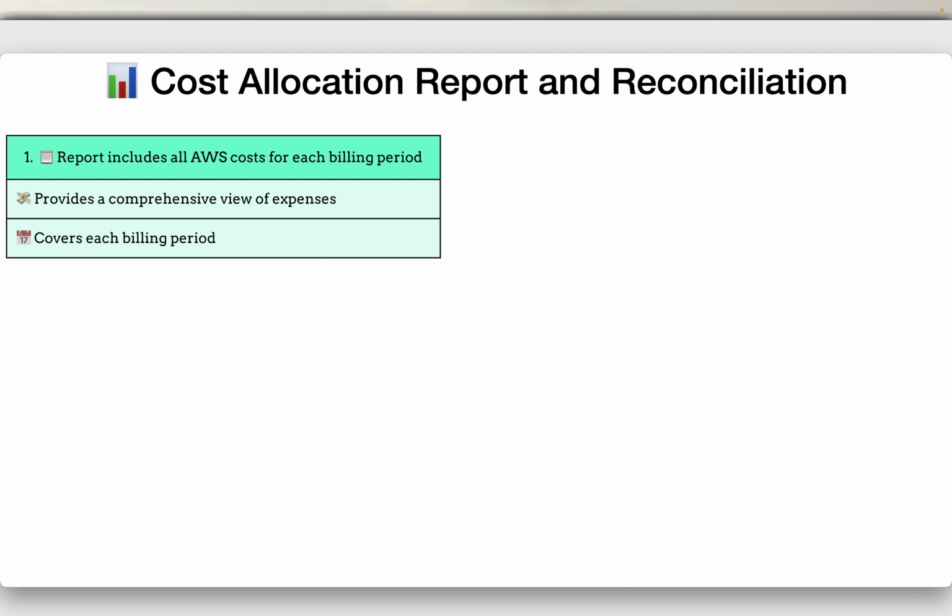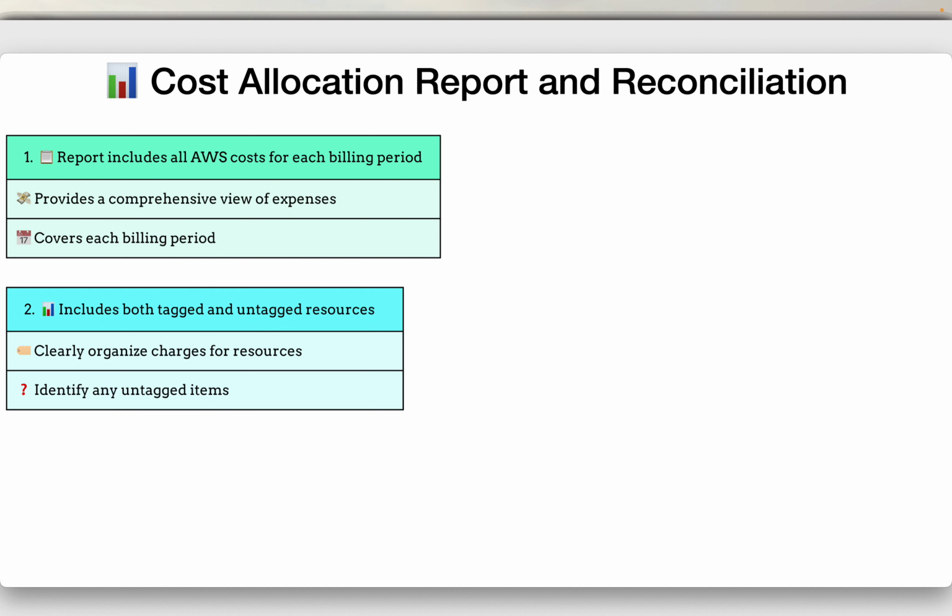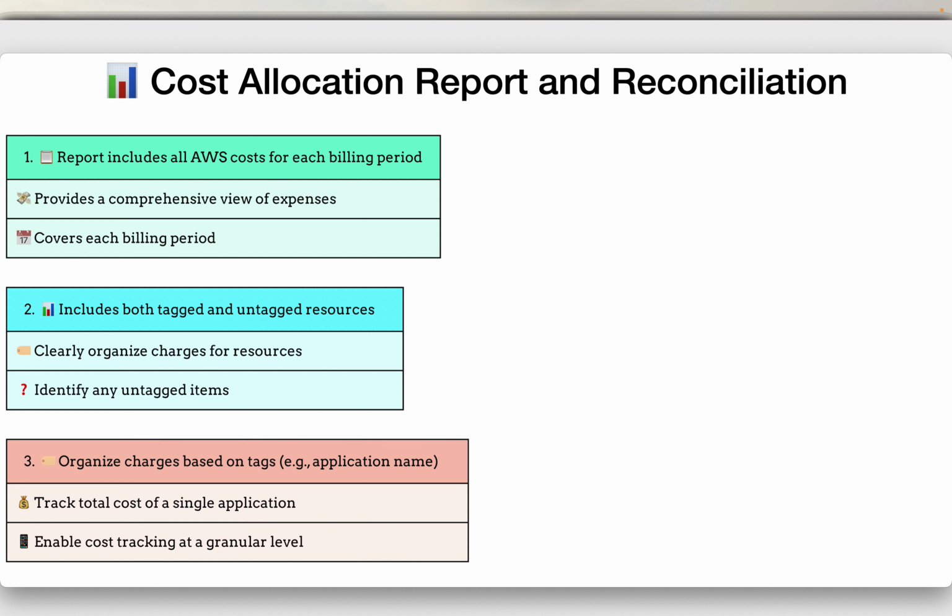The cost allocation report includes all of your AWS cost for each billing period, providing a comprehensive view of your expenses. The report includes both tagged and untagged resources, so you can clearly organize the charges for resources and identify any untagged items. If you tag resources with an application name, you can track the total cost of a single application that runs on those resources, enabling cost tracking at a granular level.